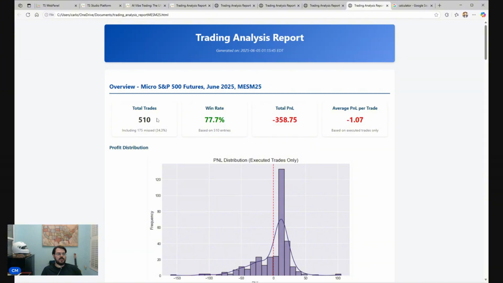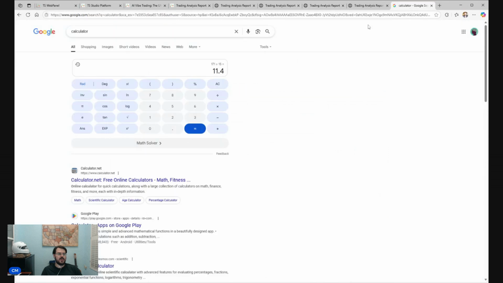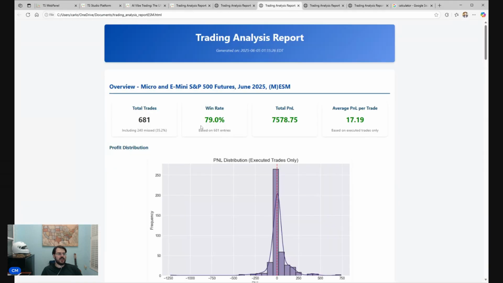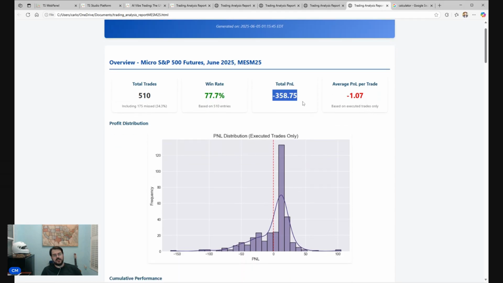And let's see what happened with the micros, because for the micros we now have 510 trades. And if you add up 510 plus 171, then you have 681, the total of our trades. And here we have only the micro, MES, M25. Total P&L is a loss.